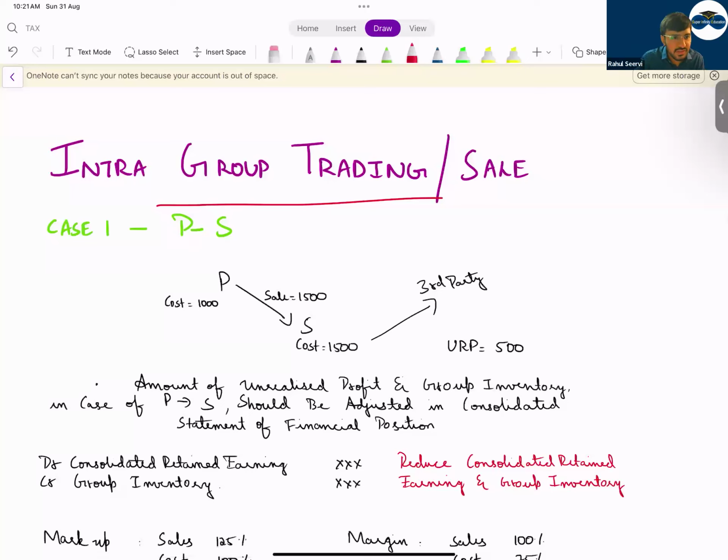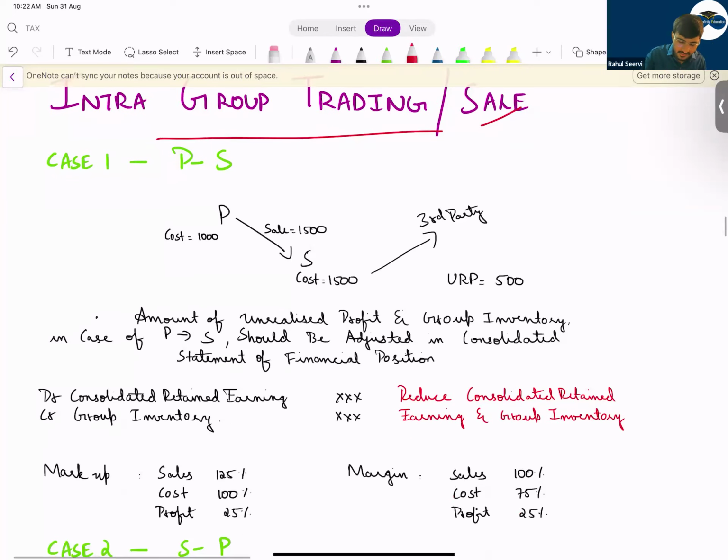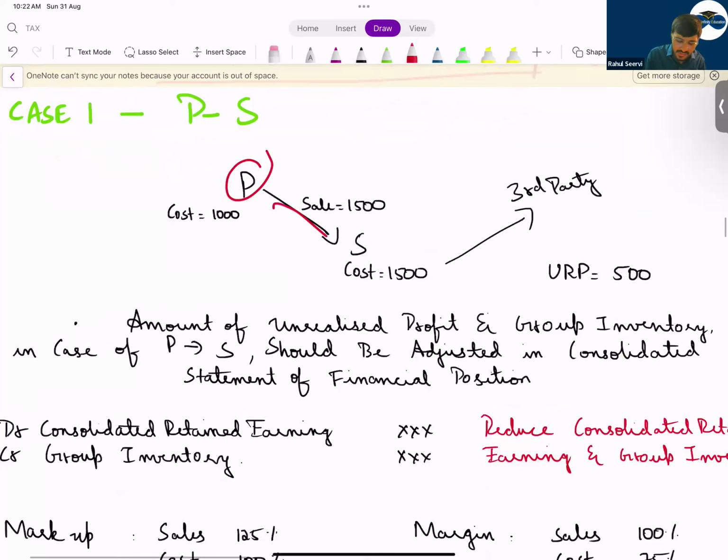This is a frequently repeated topic in your P&L question. It is certain that one set will have a P&L, one set will have cash flow. Balance sheet chances are very low. So if there is an intra-group sale, sir, P company is selling to S company.